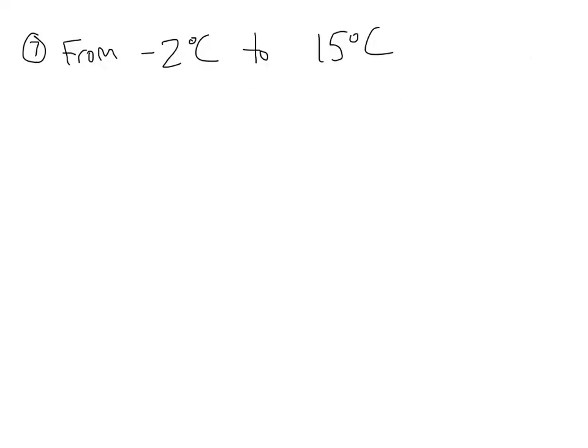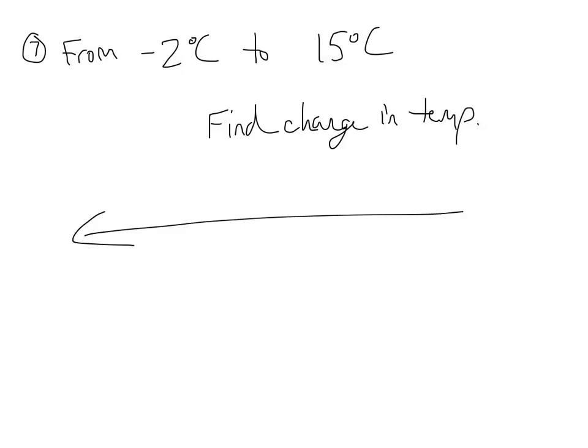So here's another one, and I want you to pause the video, and I want you to find the change in temperature. All right, so it went from negative 2 degrees Celsius to 15 degrees Celsius. So if that's 0, that would be approximately negative 2 degrees Celsius. But it went all the way up to 15 degrees Celsius. So how much did it change? Well, did the temperature increase or decrease? Well, the temperature obviously increased. It got warmer.